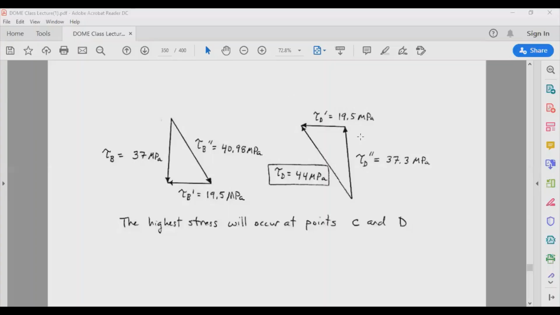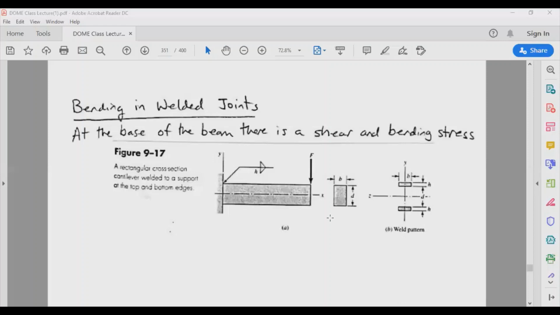Okay, so based on these, ultimately you can get the welding stresses at all the points, and in this case, it turned out that the highest stresses occur at B, where your total is equal to 37.37, and then at D is going to be the highest, which is 44 MPa in this case. Okay, guys, so that is it.